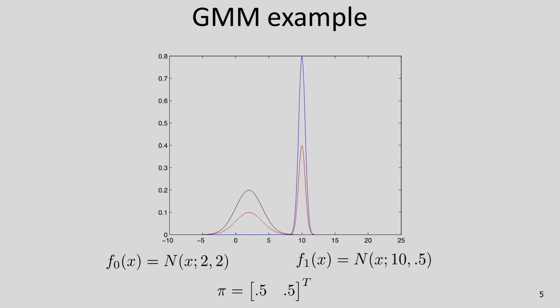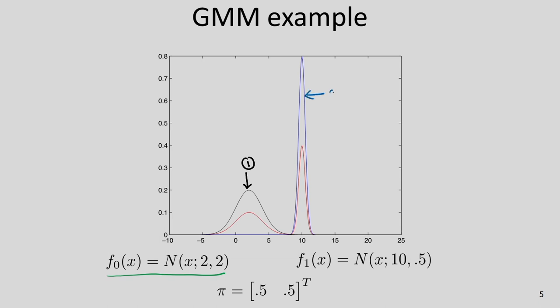So in this case, I am giving one example here. Here I am showing two Gaussians. The first is represented by f0(x), normal with mean 2 and variance 2. It is shown by the black color. So this is the first Gaussian, number one Gaussian, and in this case, the mean is 2 and the variance is, you can see, 2. And the second Gaussian function is f1(x). For this, I can show the Gaussian in blue color.